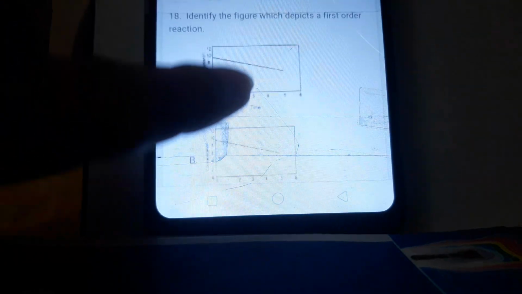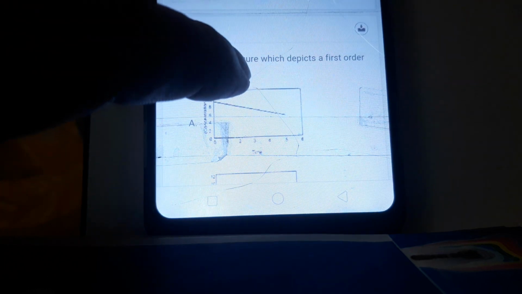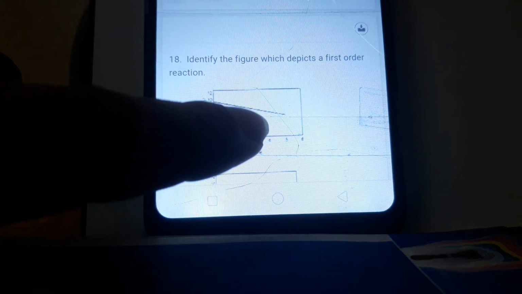The next is the 18th question. Here are two graphs, 2 or 3. This is shown to you on the screen, so when you see the recording, you can see it clearly, right? Now based on these, identify the figure which depicts a first order reaction: A, B, C, or D. It's as simple as that.